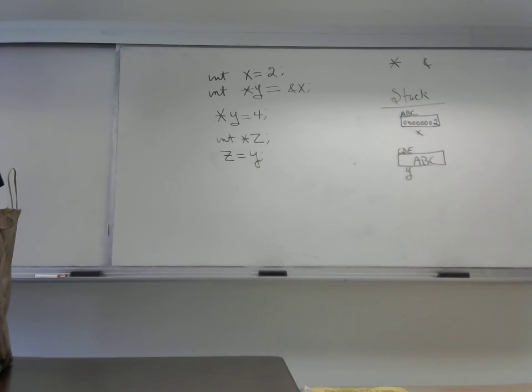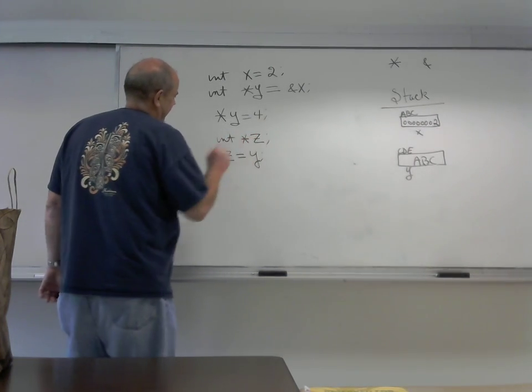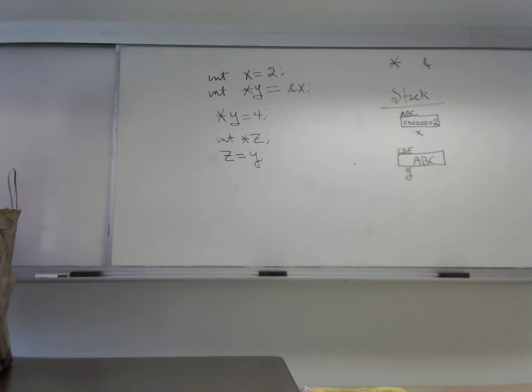Okay or not okay? Star Z, pointer to an integer. Z equals Y. Is this okay or not okay? Okay. Why? Because Y is a pointer. Star Y is what it points to.